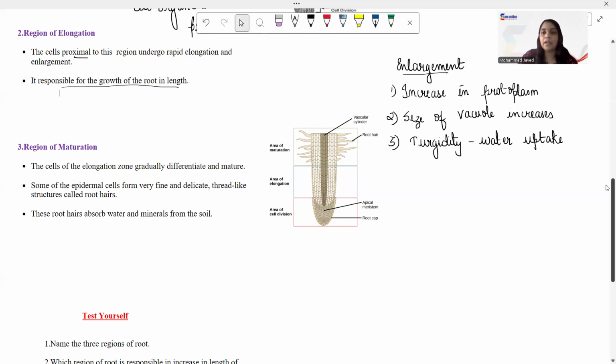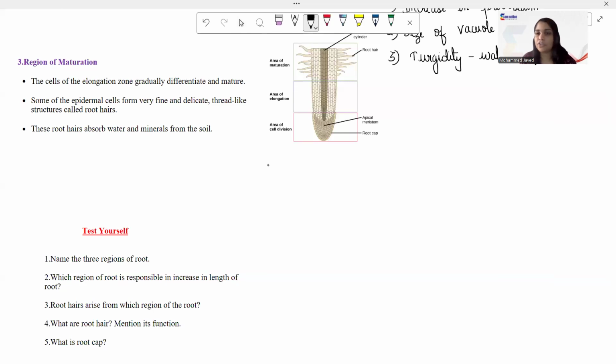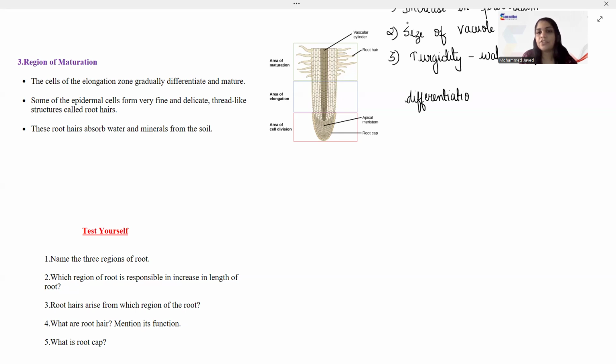Then, close to the region of elongation, you have region of maturation. So as the name itself suggests, in this particular region, cells are undergoing maturation. That means they are undergoing differentiation. Differentiation means the cells are going to stop division and they are going to take up their own structure and function.